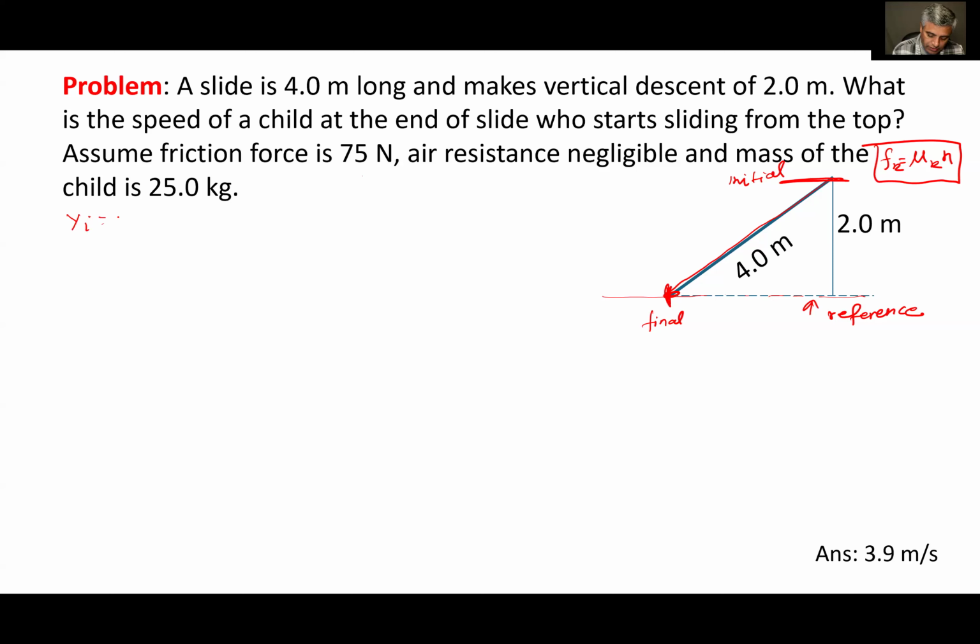So let's say initial position. What is the initial position in this case? Given the situation, initial position, what is it? Can you type that in the chat, folks? Is it 2 meters or 4 meters?